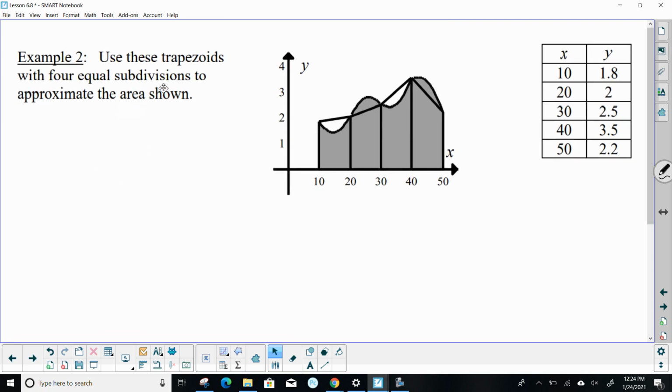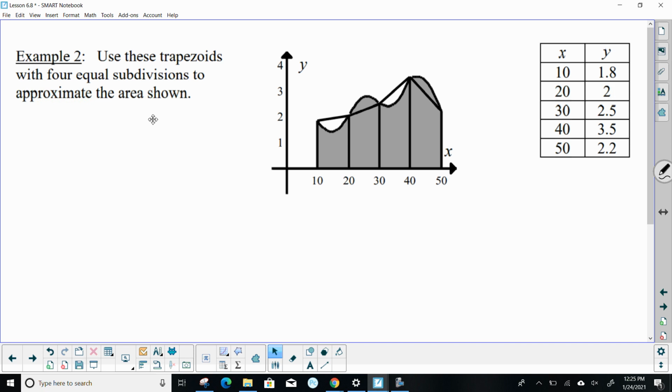This one says use these trapezoids with 4 equal subdivisions to approximate the area shown. This one has equal subdivisions, so we could do this one of 2 ways. You could do it as individual trapezoids, or there's actually a kind of a shortcut way we could do it. So we'll do it the first way, just the way we've done it individually. Then I'll show you the shortcut if you wanted to use it. Okay, so let's start out.